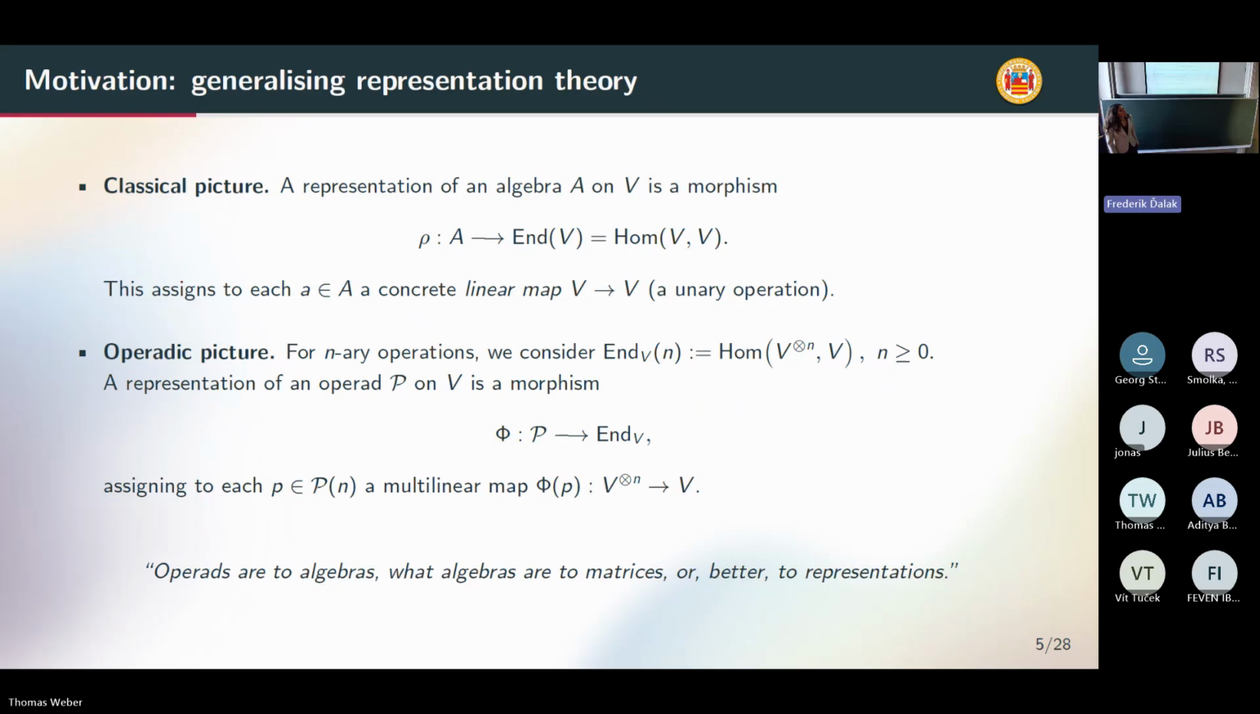Now we will talk about the core motivation of this theory, which comes from representation theory. In classical representation theory, we study an algebra A by letting it act on a vector space V. In this context, the representation of an algebra A is just an assignment which assigns to each abstract operation in the algebra A a concrete linear operator over the vector space V.